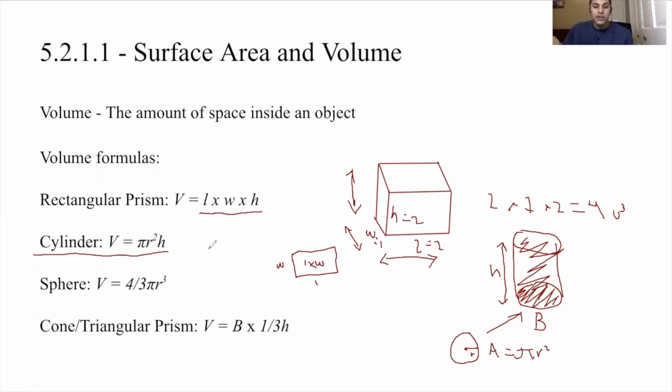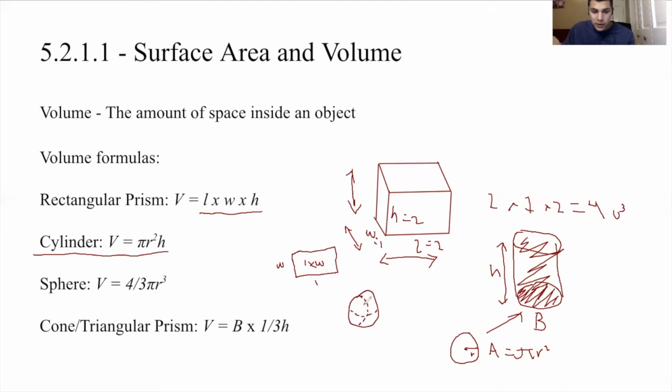All right, so the sphere is the odd one out. It doesn't have a base, so there's no intuitive way to do this. You just kind of have to memorize the formula. It is 4/3 times pi r cubed. So if I had a sphere here, and mind me, I'm not very good at drawing spheres.